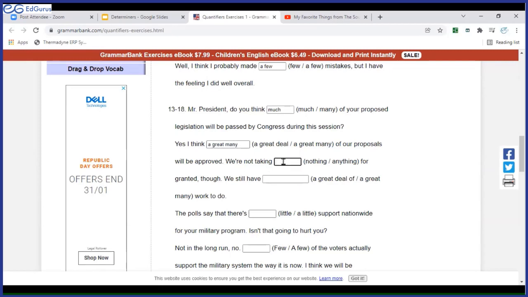Okay. We are not taking dash for granted. It's very common. Nothing. Nothing is, okay, you just tell me, nothing is a negative word or a positive word? Negative. So is the sentence "we are not taking" negative or not? It is negative. So in a negative sentence, you will use a negative word? Anything for granted. Anything.